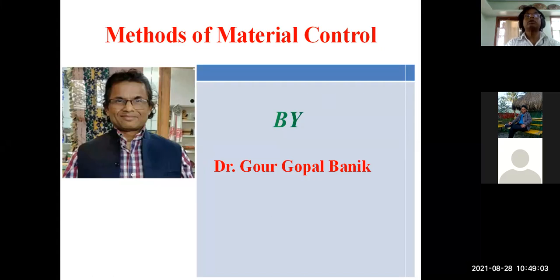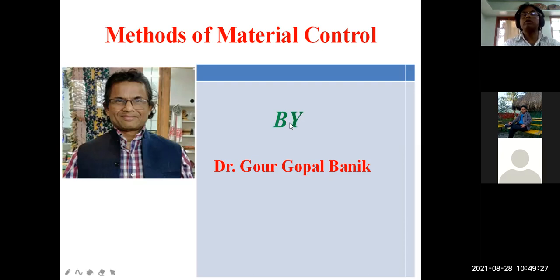So you see the topic. This is method of material control. Earlier we have done essentials, then principles of effective material control, and necessity of material control, need of material control. But this is methods of material control. You can also write inventory control. You can also write methods of material control or inventory control.